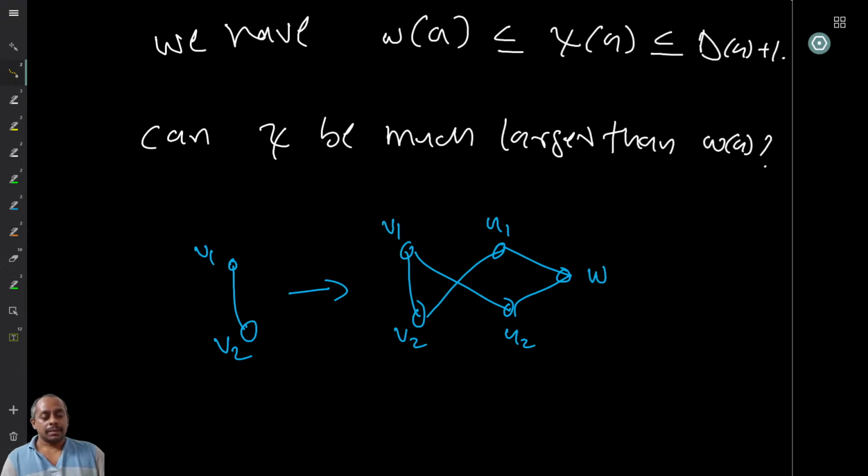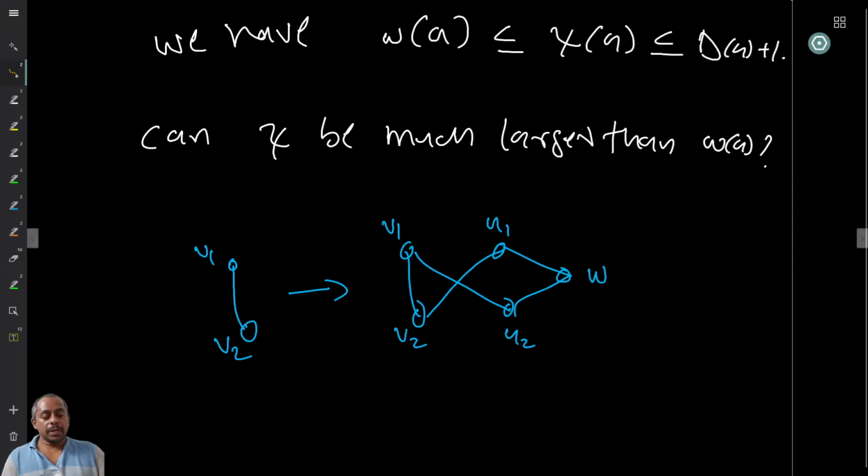Okay. So now whatever graph I get from here, finally I am going to add a new vertex called W, and W is adjacent to all the new vertices that I introduce. Whatever is the number of vertices here, I am going to make W adjacent to each of them.